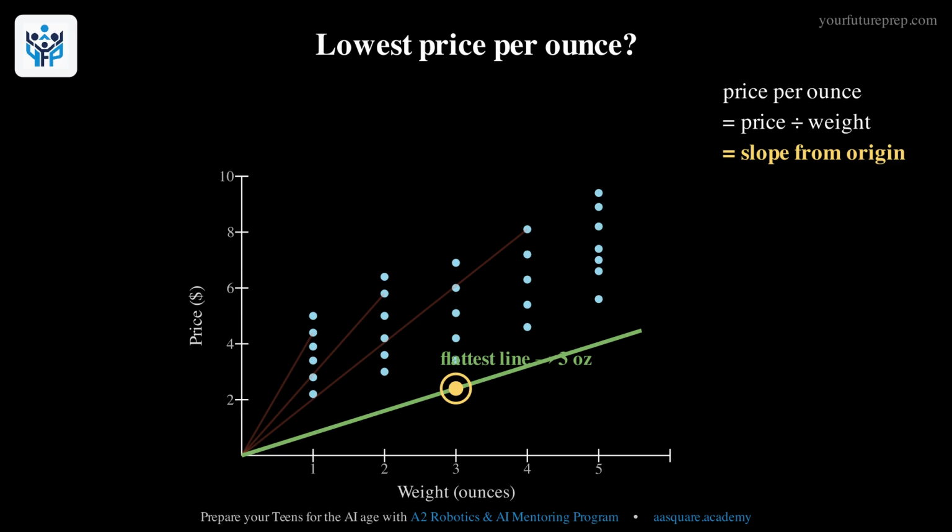The weight is 3 ounces. So the pepper with the lowest price per ounce weighs 3 ounces. That is answer choice C.